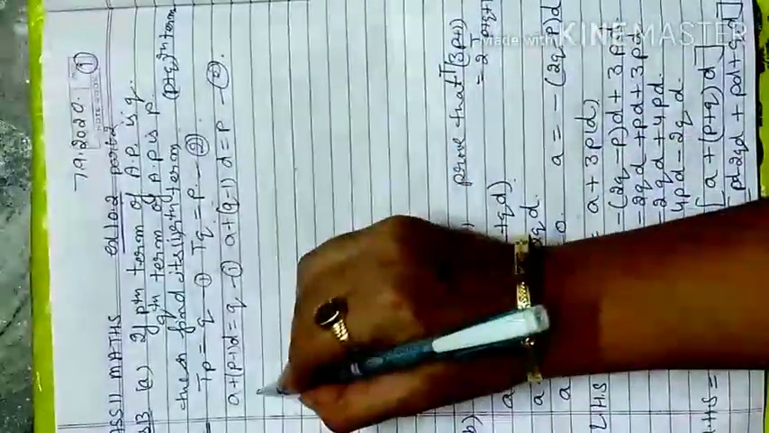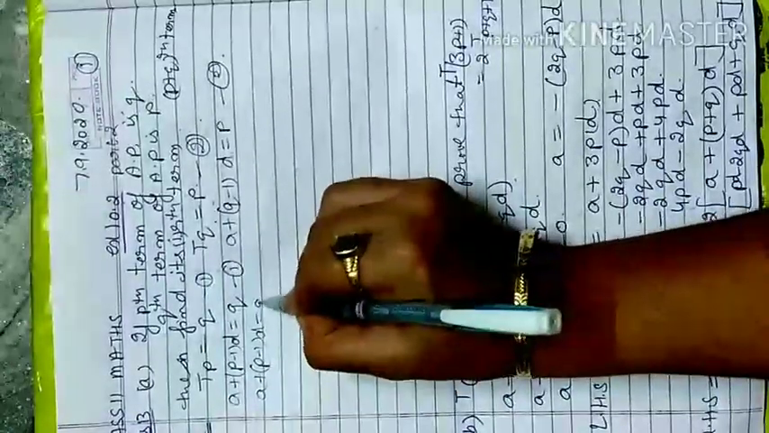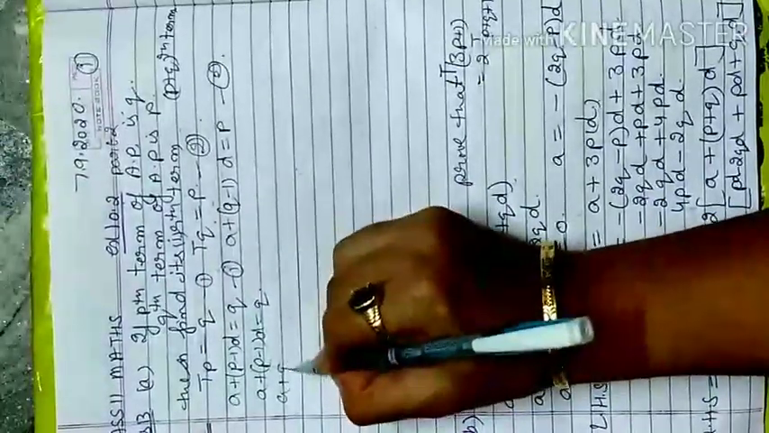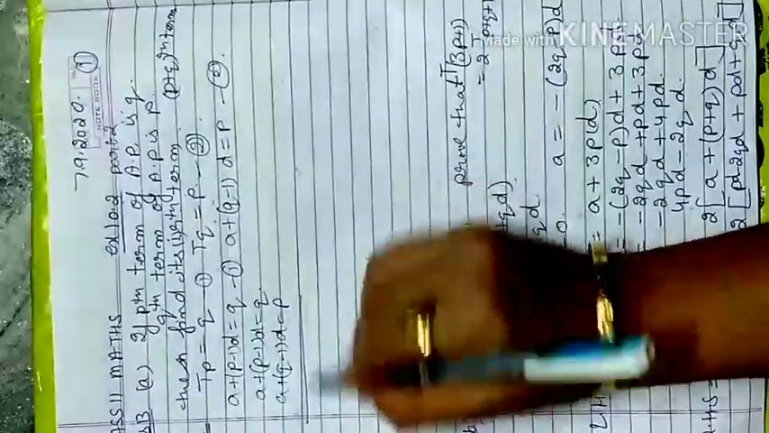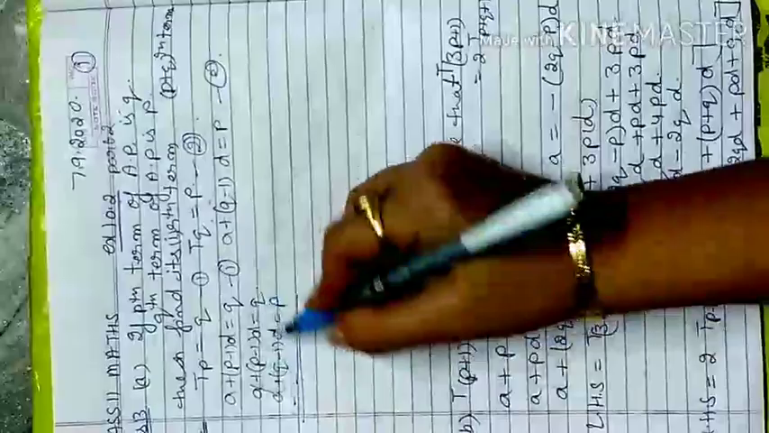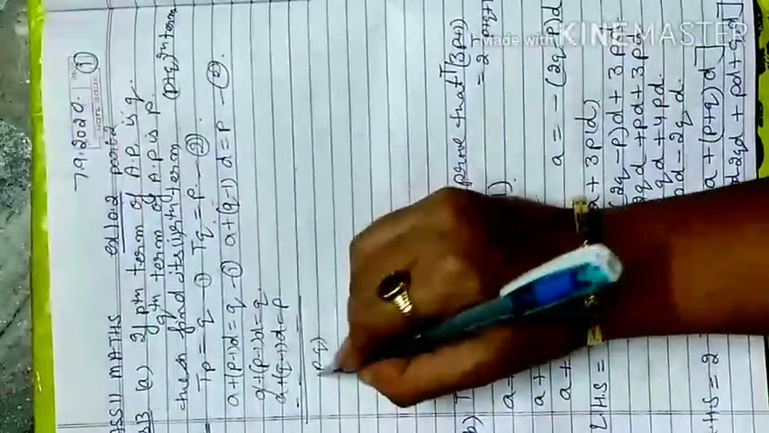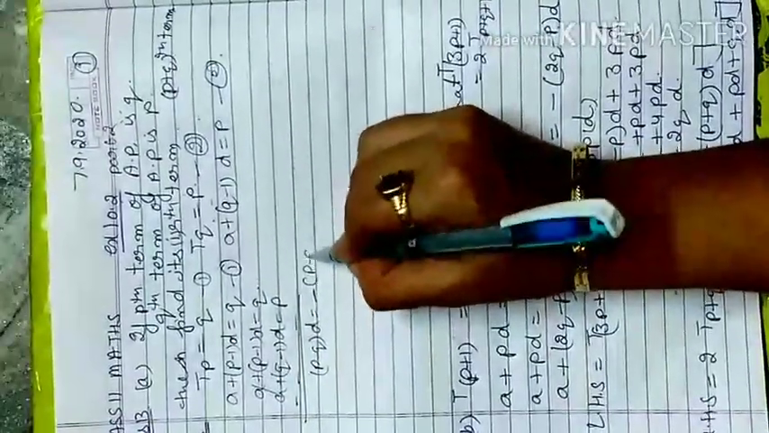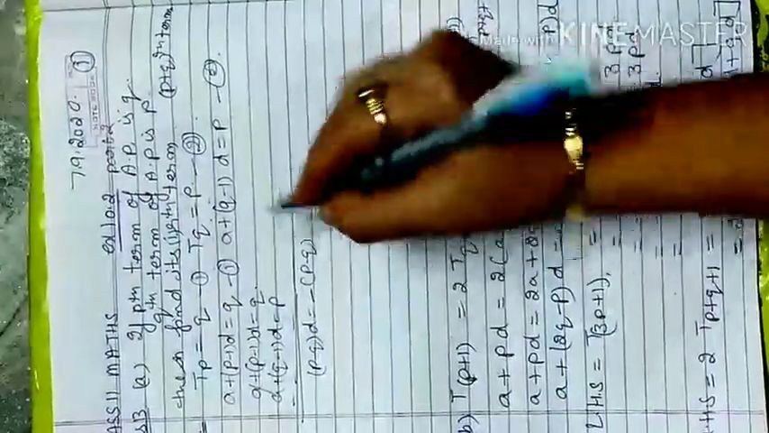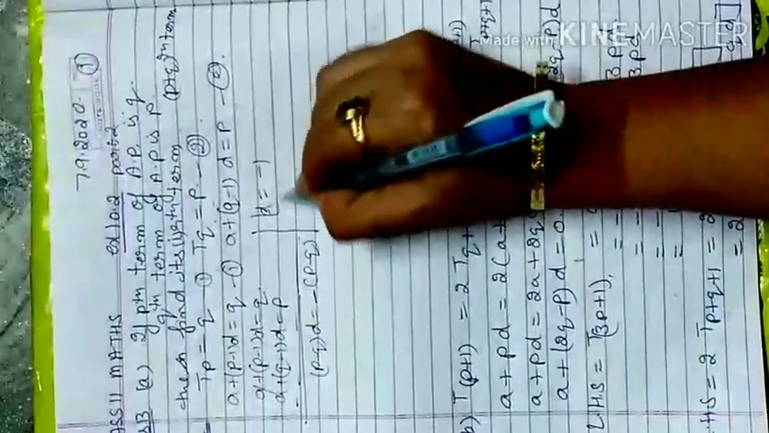Now when you solve this simultaneously, a plus (p minus 1)d is equal to q, then a plus (q minus 1)d is equal to p. When you subtract, a is cancelled and only p minus q is left on the right side, and if you take minus 1 common on the left, p minus q is also left. So ultimately your d value is equal to minus 1.